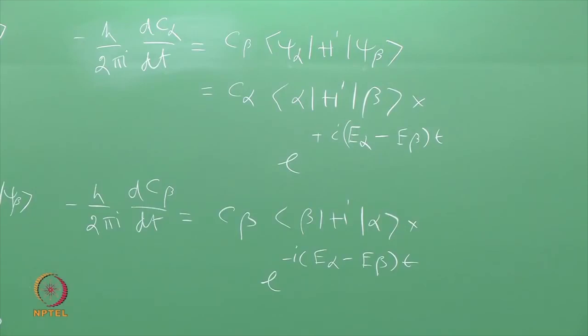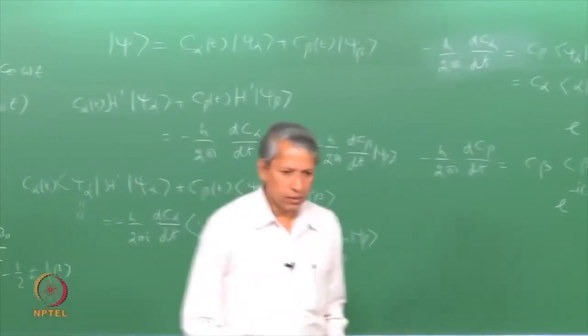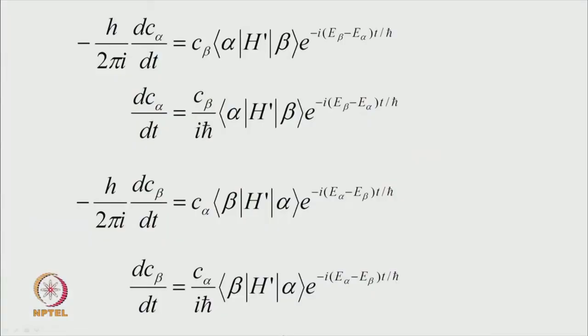Now these equations are very important, so I have shown them here in this slide. Minus h by 2 pi i dc alpha by dt is equal to the functional form given here. Now this can be simplified by taking this h by 2 pi as h cross and bringing it to the denominator. So we got these two equations, which show the change of the coefficient alpha as a function of time, given by this.